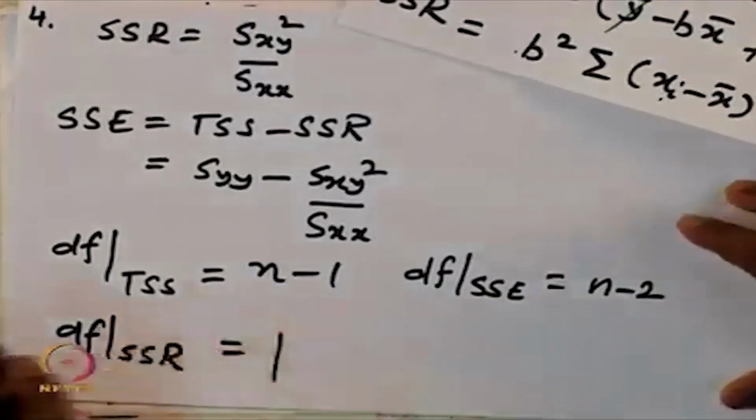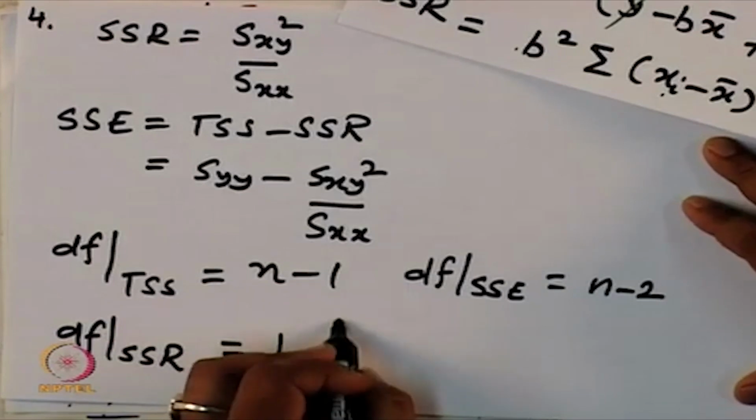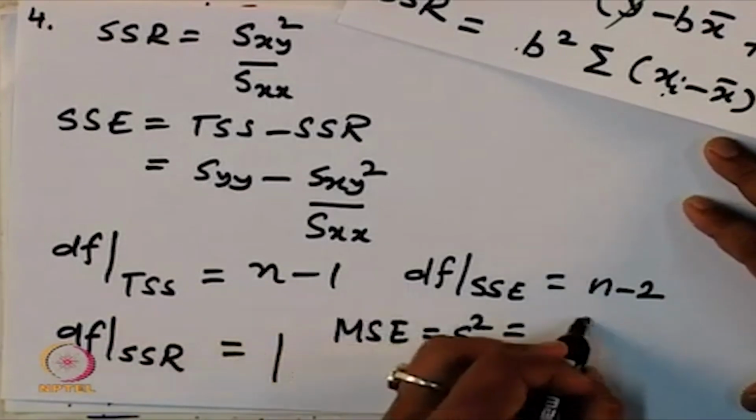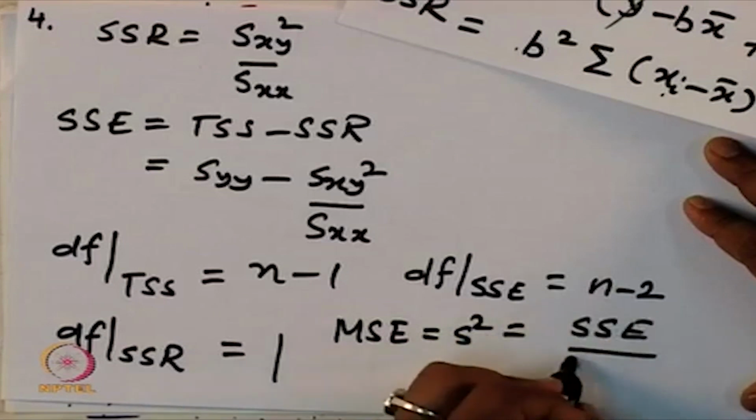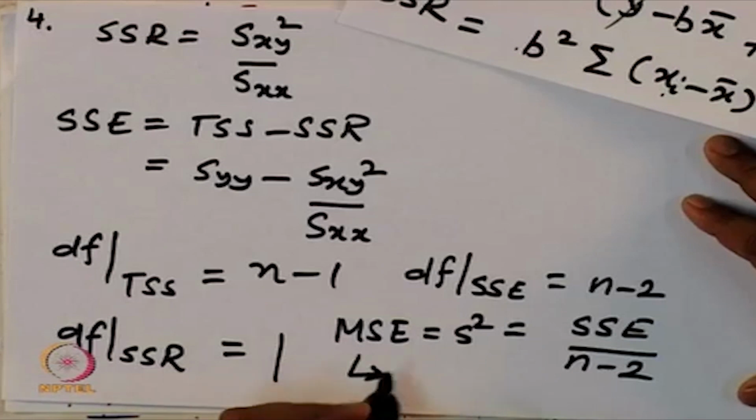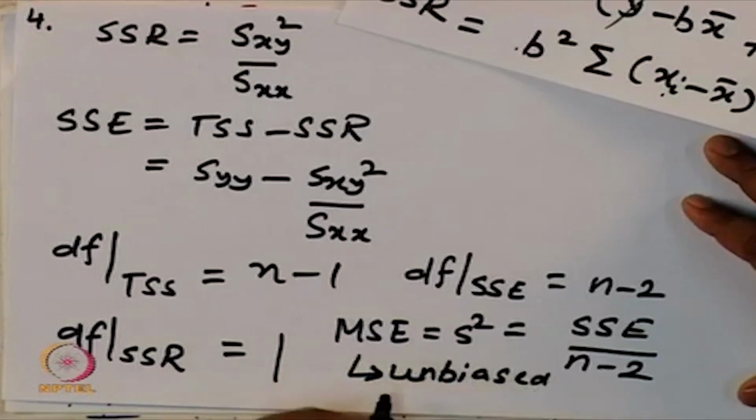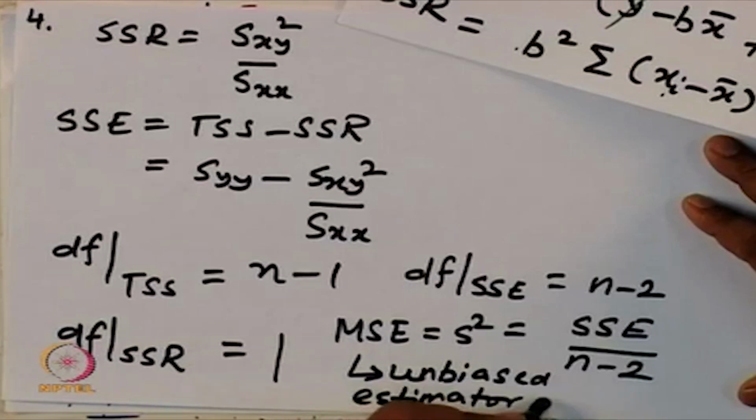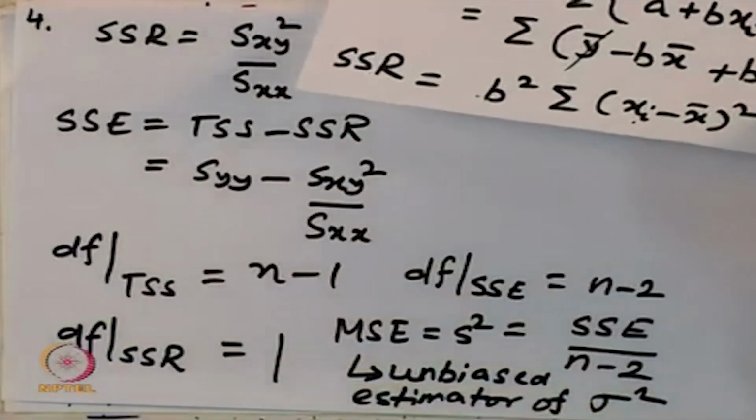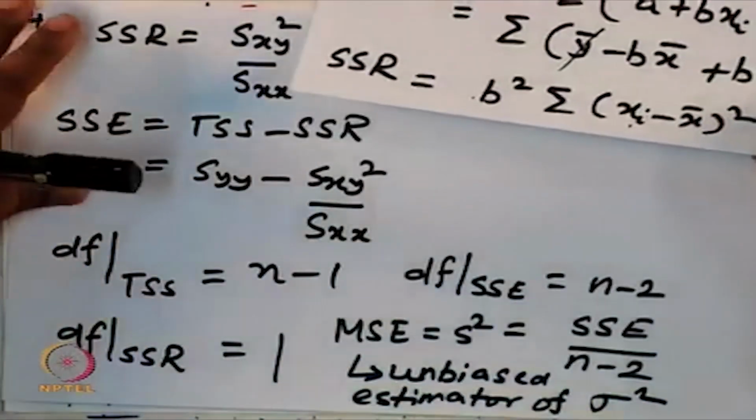And I can find out MSE, which is equal to s square, defined by SSE by n minus 2. So, this is the unbiased estimator of sigma square.